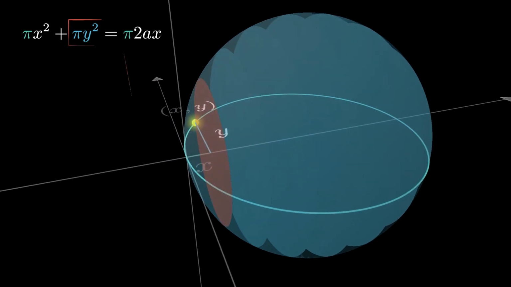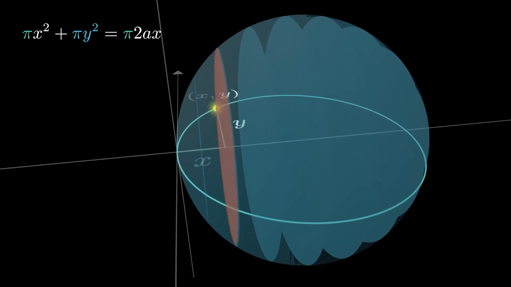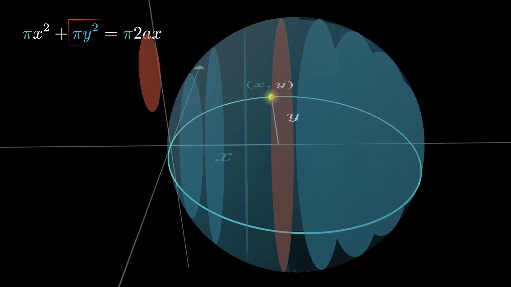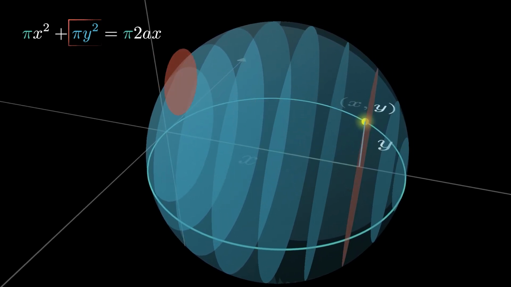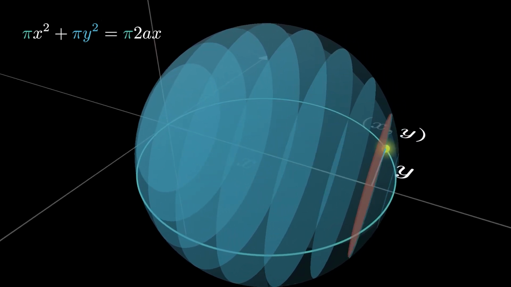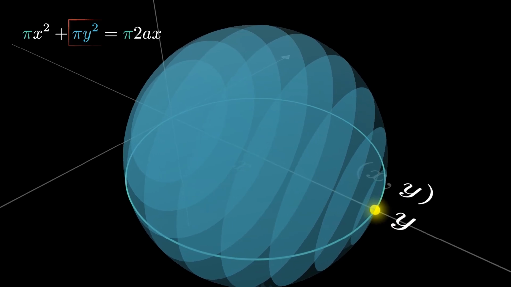In other words, as the light yellow point moves from left to right, pi y squared can represent the cross-sectional area of the sphere at each position. But we still don't know the exact volume of the sphere. So let's keep this conclusion in mind for now.